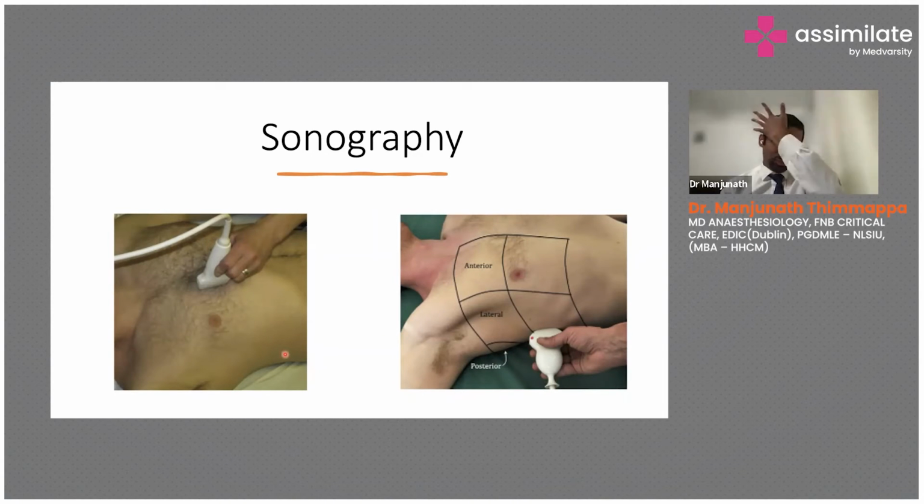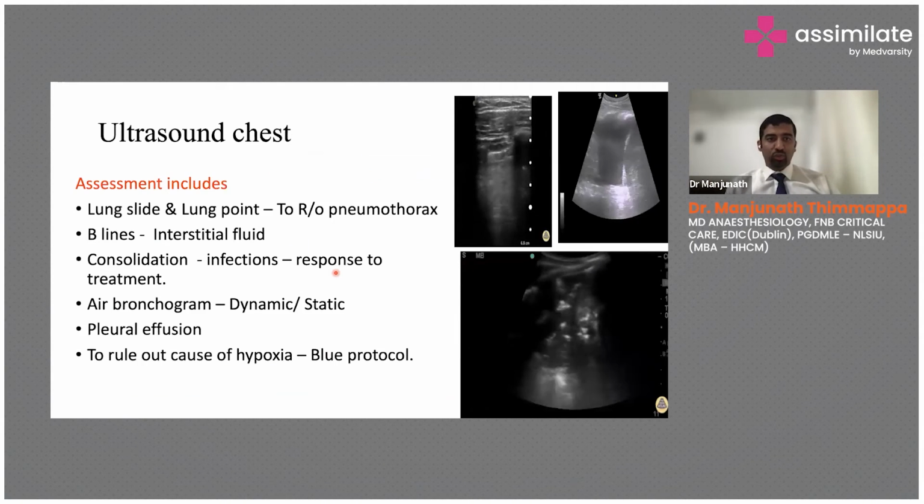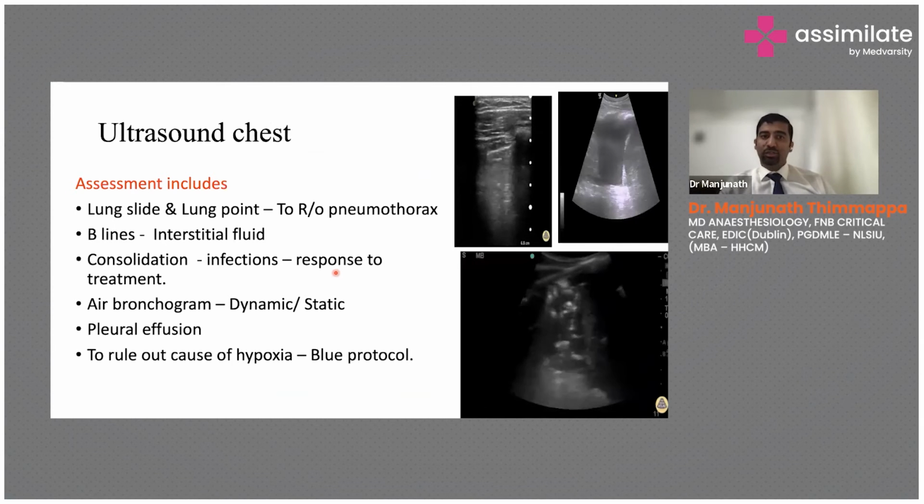Sonography is the one which, in our ICU at Manipal, is like the stethoscope for us for all the assessment of the patients. If my trainees are in this talk, they'll know we are actually dependent on sonography. Though we do all the clinical examination, our thought process is dependent on this. So, the sonography assessment of the chest, especially looking for the lung slide.